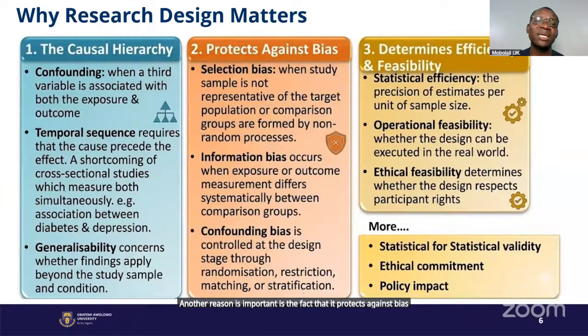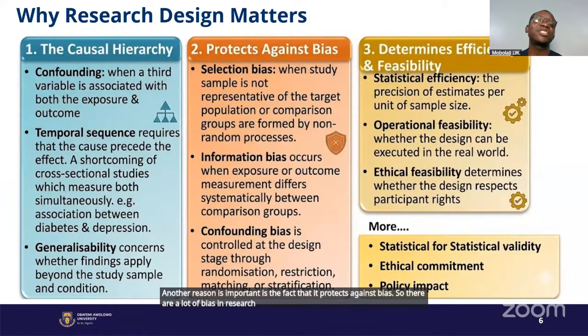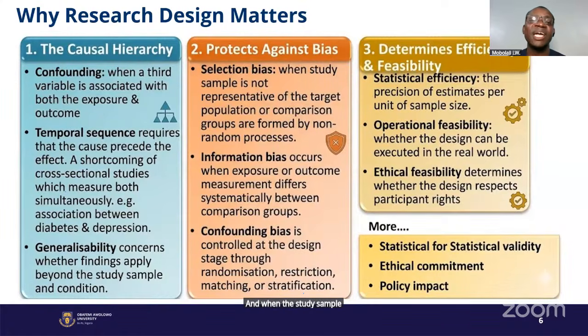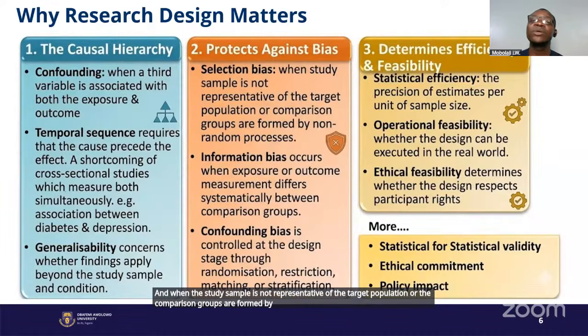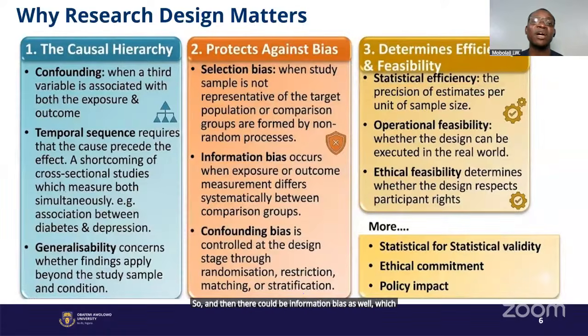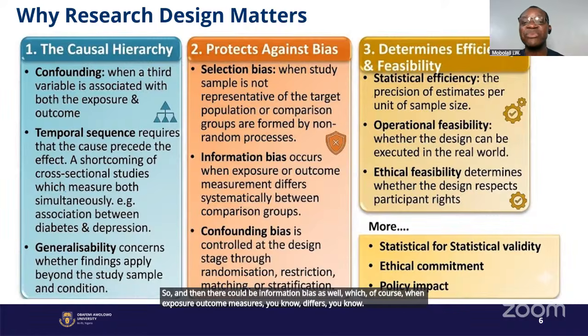There is a lot of bias in research, but especially selection bias, which occurs when the study sample is not representative of the target population, or the comparison groups are formed by a non-random process. So it's going to cause some selection bias, and whatever conclusion we make from that study is going to be biased. And then there could be information bias as well, when exposure and outcome measures differ systematically between comparison groups.